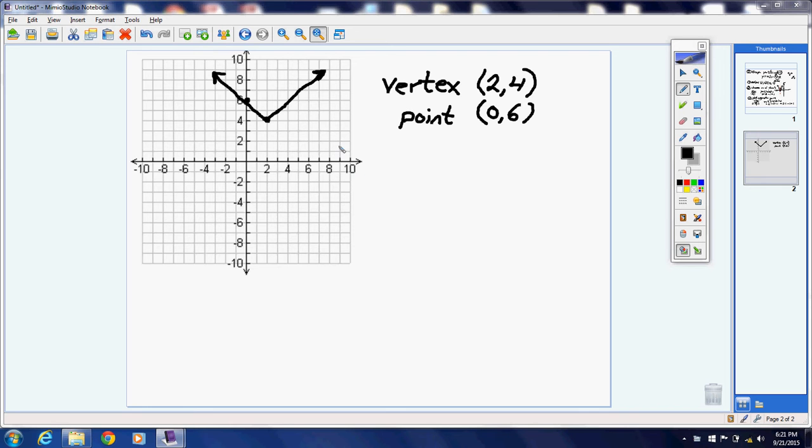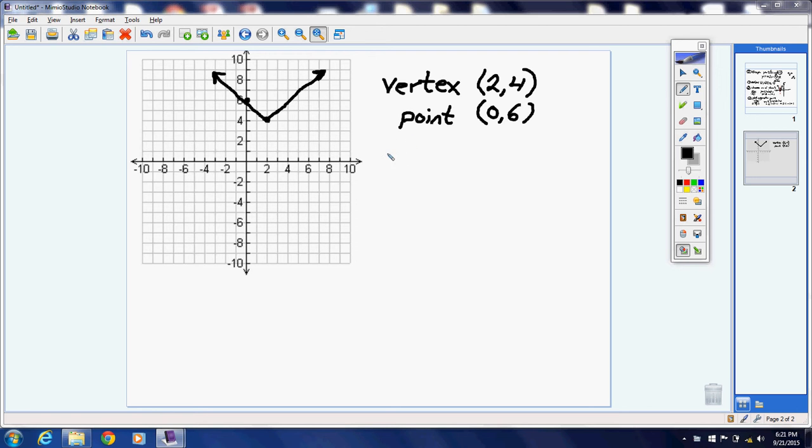All right, here we have an absolute value graph, and we are going to write an equation for the graph. We're given this graph as an absolute value function, and we're given the vertex, right, that's on this graph. It's the lowest point of the function, and we're given an additional point on the function. We need to develop an equation for this absolute value function.